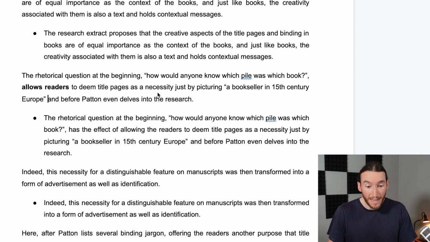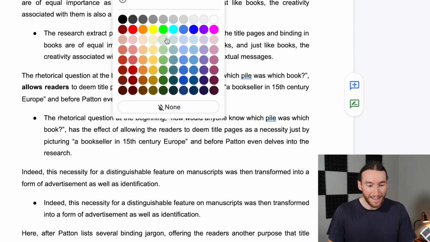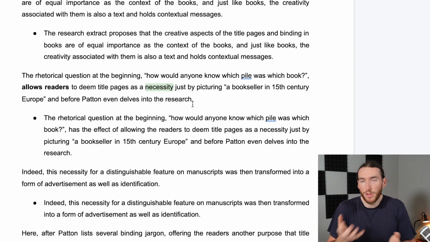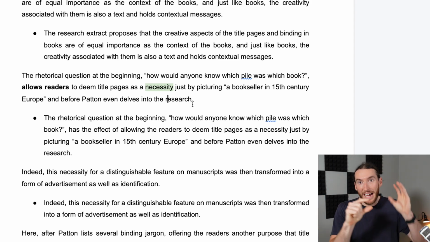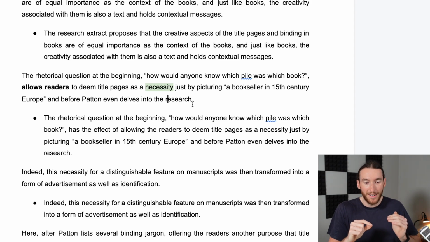Now, this sentence would get the mark in my opinion as it is because it says necessity, and that's the key thing, right? How would anyone know which pile was which book when the article talks about how the books used to just be these piles of pages without a cover page, without a title page, right?